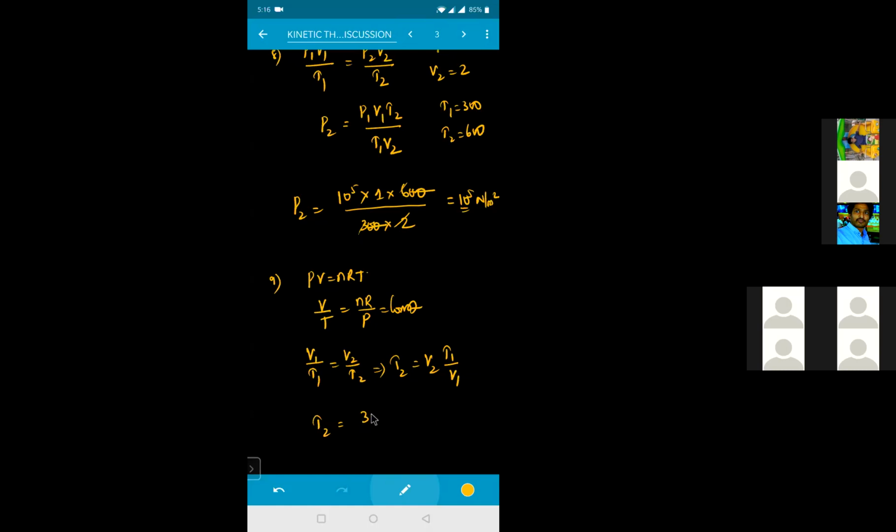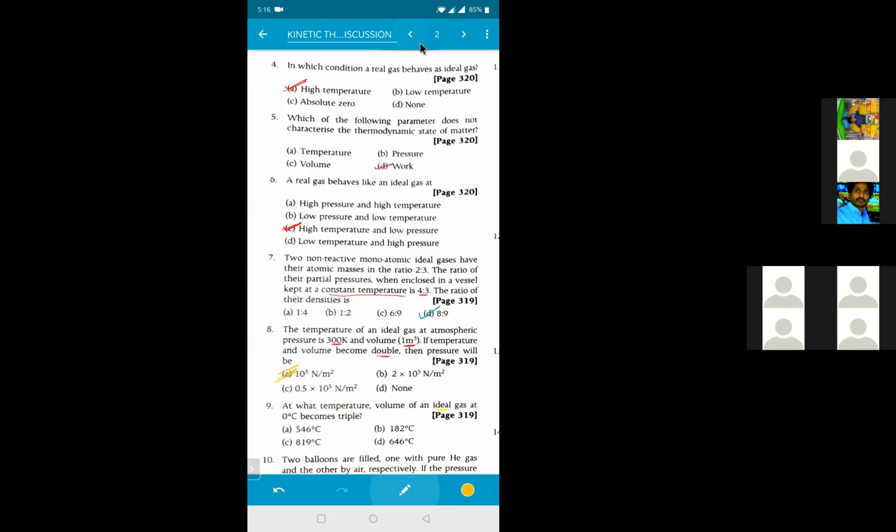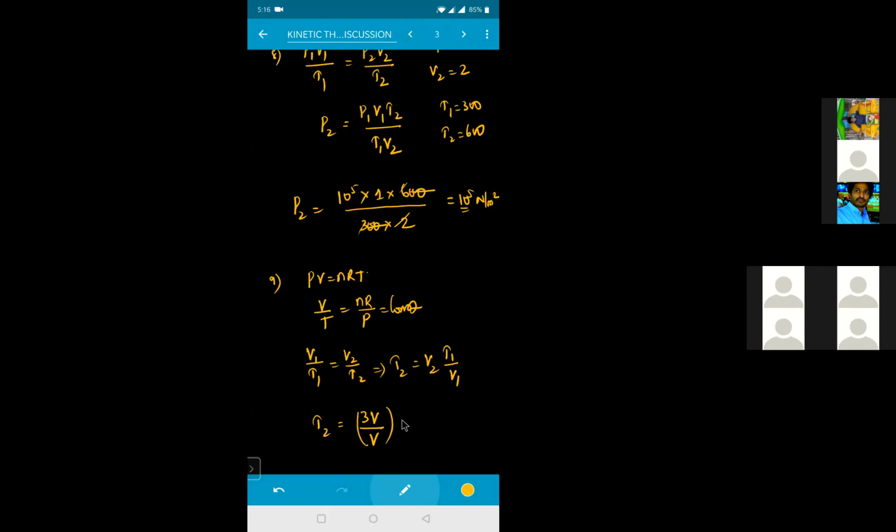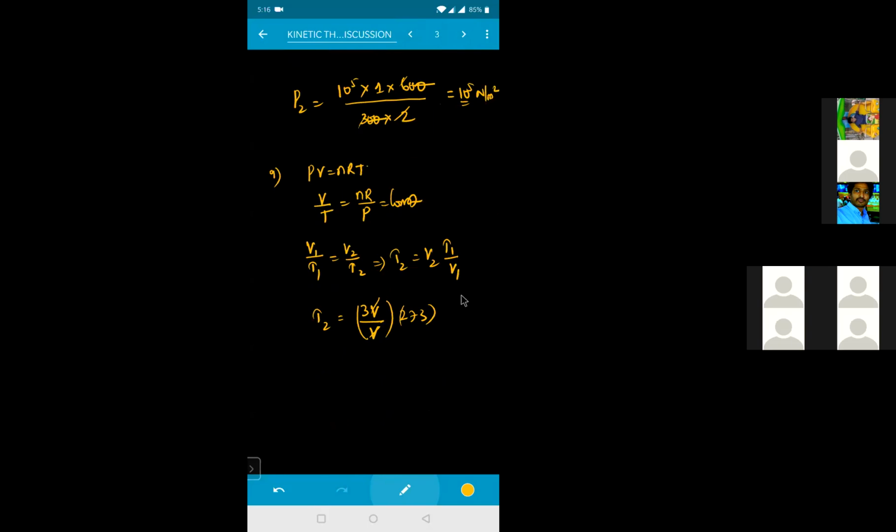So this will become 3V, and the original volume is V. And the temperature is how much right now? Temperature is at 0 degrees centigrade, so obviously that will become 273 Kelvin. So this one gets cancelled. 273 into 3: 3 3s are 9, 7 3s are 21, so it is 1 and here 2, 2 3s are 6, 7, 8. So it will be 819 Kelvin. So this should be the answer for that one.